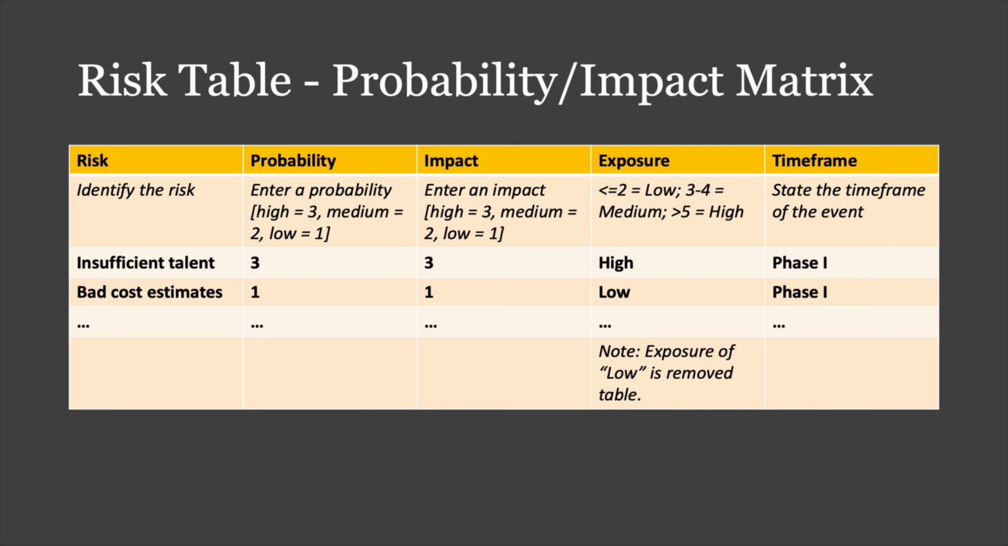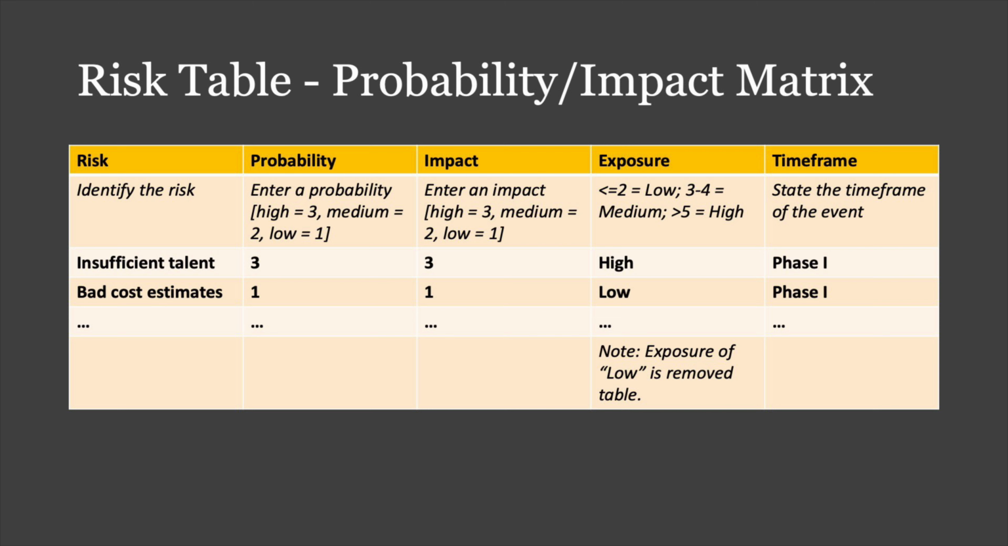Now I go over to my exposure column, and I have a guide there of determining what that exposure should be. So if it's less than 2, I would mark it a low. If it's 3 to 4, that would be medium. And if it's greater than 5, it's a high exposure risk. So 3 plus 3 is 6. So again, that would be labeled high, and that's a high exposure risk. So insufficient talent is a big potential problem in our project. And the time frame of that is phase 1, which is the very first phase of our project. So that's an example of how you'd handle that.